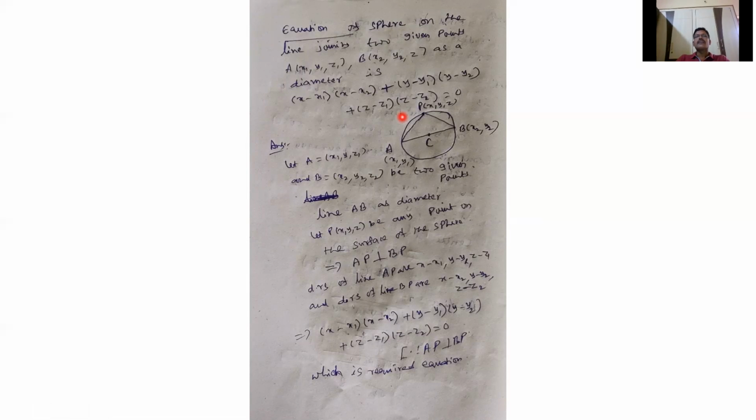So finally, equation of sphere on the line joining two given points A x1, y1, z1, B x2, y2, z2 as diameter is x minus x1, x minus x2 plus y minus y1, y minus y2 plus z minus z1, z minus z2 equals 0. So equation of the sphere with diameter AB with the endpoints x1, y1, z1, x2, y2, z2 is x minus x1 into x minus x2 plus y minus y1 into y minus y2 plus z minus z1 into z minus z2 equals 0.